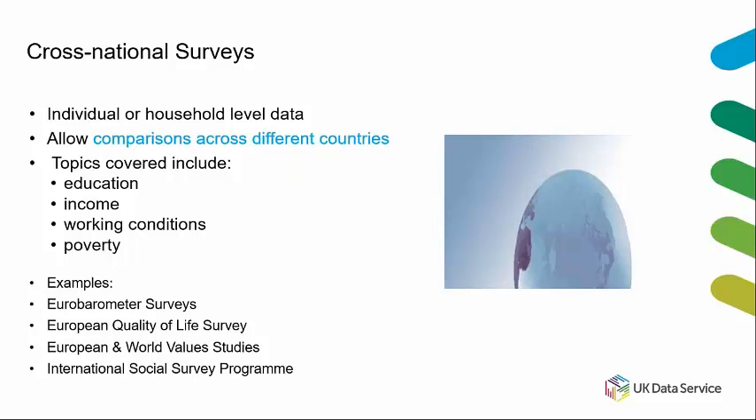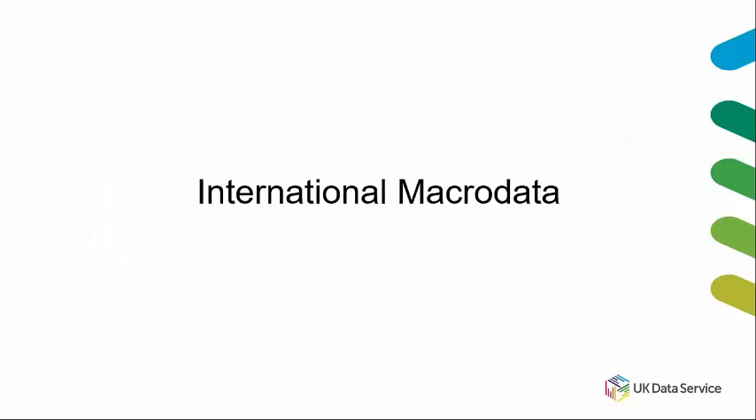There is another type of microdata that I want to mention briefly, and these are cross-national surveys. Cross-national surveys are individual or household level data, and because the studies use the same survey instrument and, where possible, the same methodology, comparisons can be made across many countries and nations. So the topics here include education, income, working conditions and poverty, and some examples of the data that we hold are the European Quality of Life Survey, the European and World Values Studies and the International Social Survey Programme.